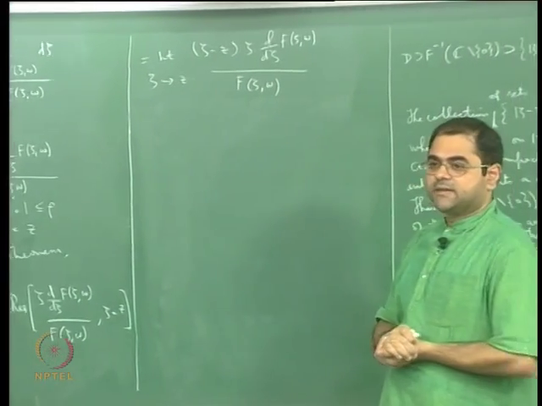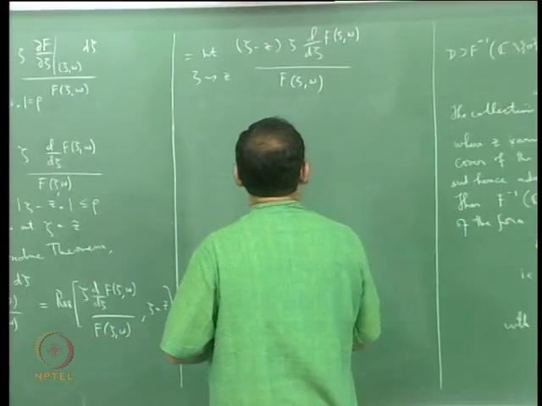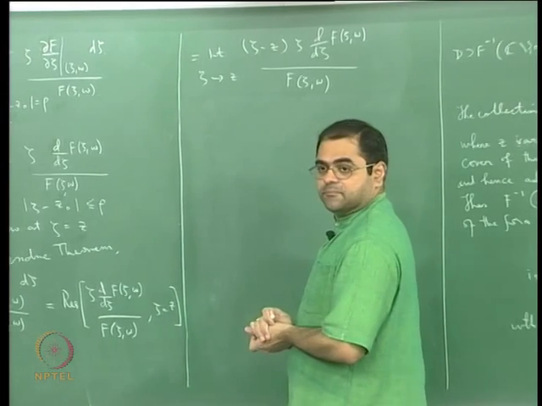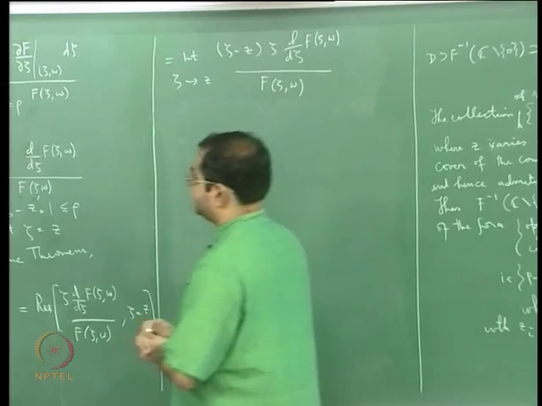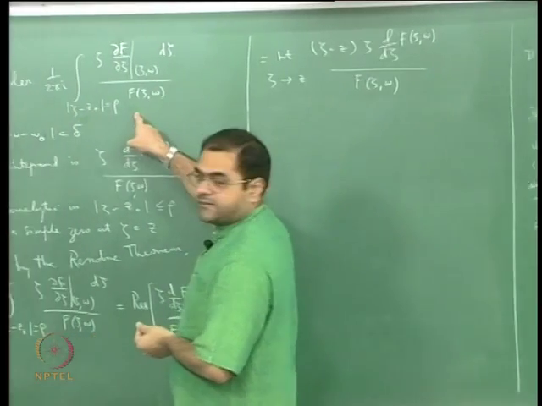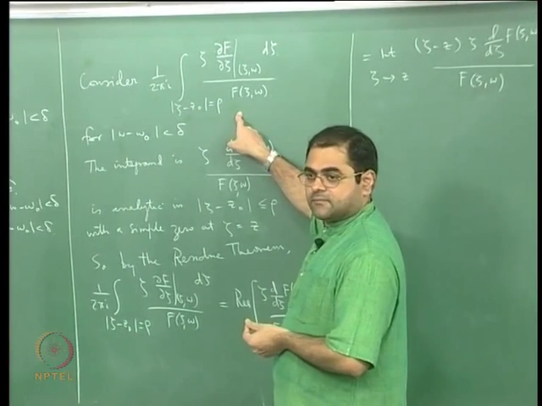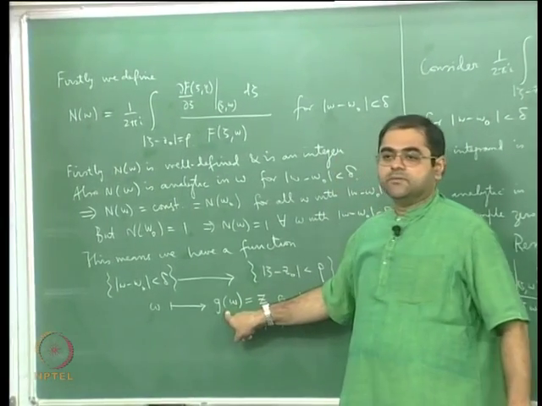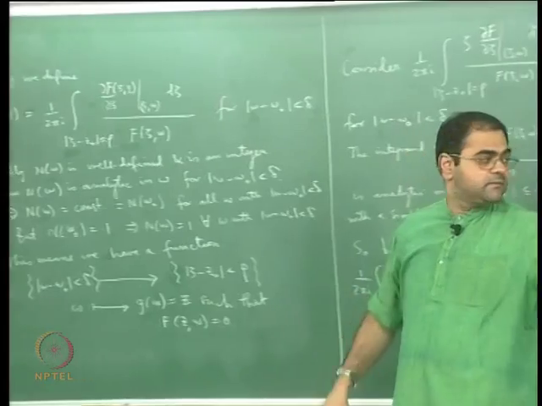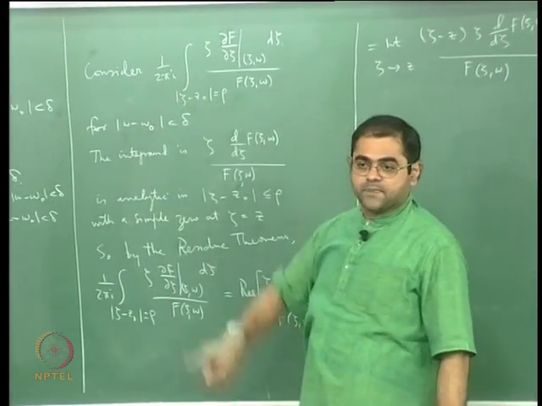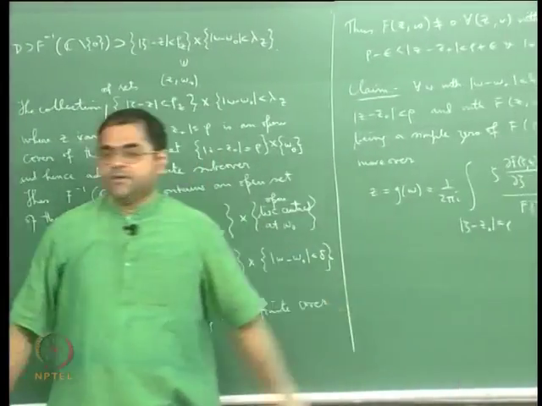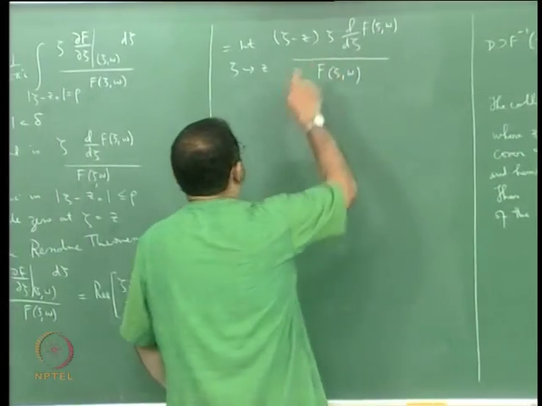This is what I will get, and I claim that this is equal to z, which will prove that this quantity is equal to z. But z is g of w, and so it tells you that this is the formula for g of w. So it proves that formula that I have written here. So why is this true?